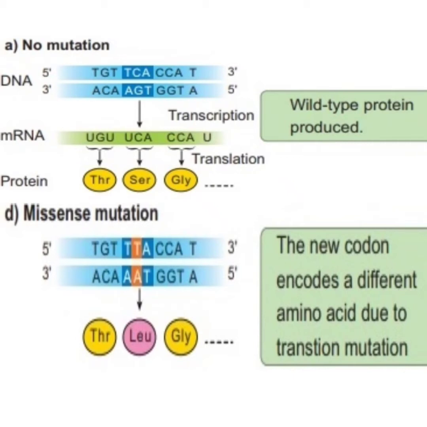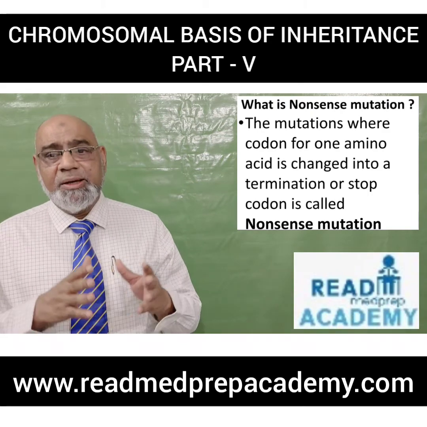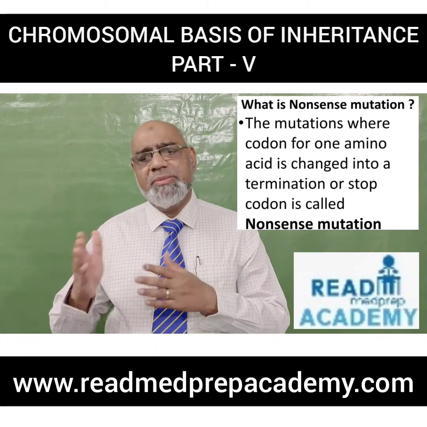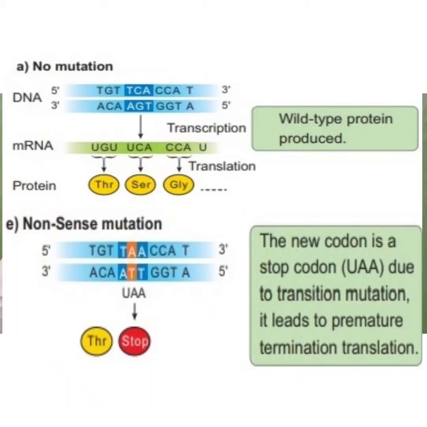So the polypeptide sequence formed is threonine, leucine and glycine. So what happens? The new codon encodes a different amino acid due to the transition mutation. What is a nonsense mutation? The mutation where the codon for one amino acid is changed into a termination or stop codon is called a nonsense mutation. Here you can see the normal sequence of base pairs in the upper part, and in the lower part of the nonsense mutation, what happens? There is a change in the codon.